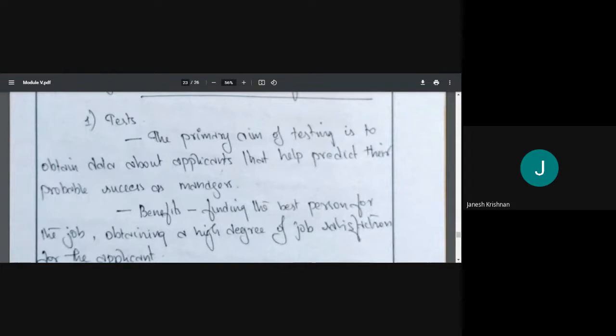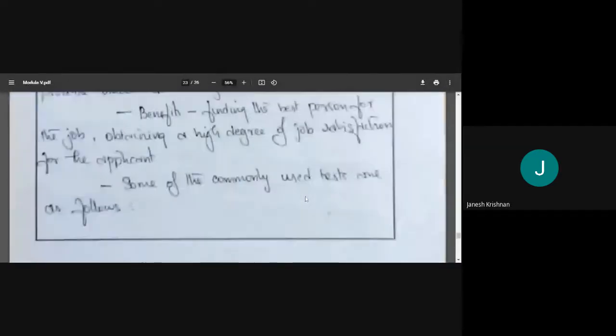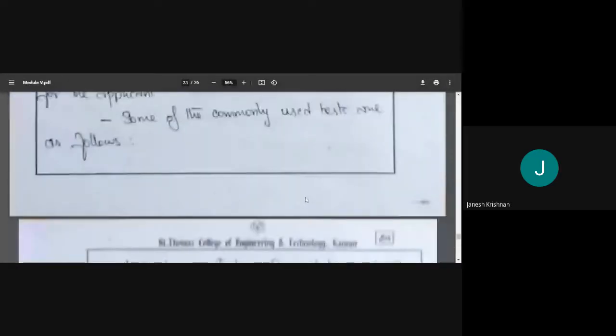And what are the benefits of conducting tests? That is finding the best person for the job. I can identify who is the best suited person for the job, and the applicant will also have good job satisfaction. And what are some of the commonly used selection tests?